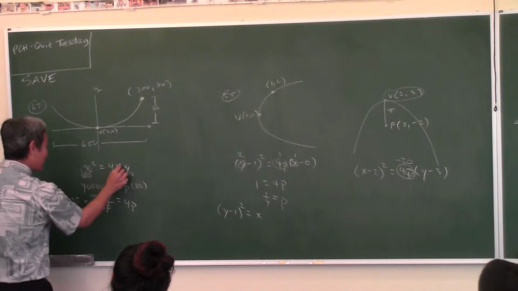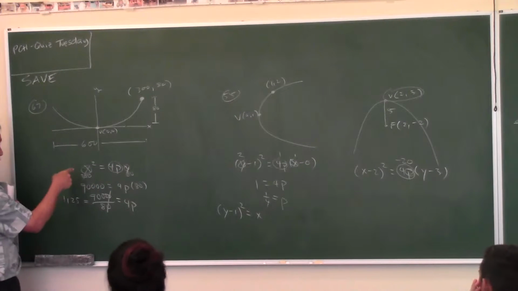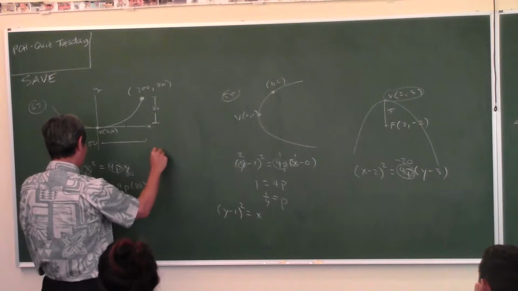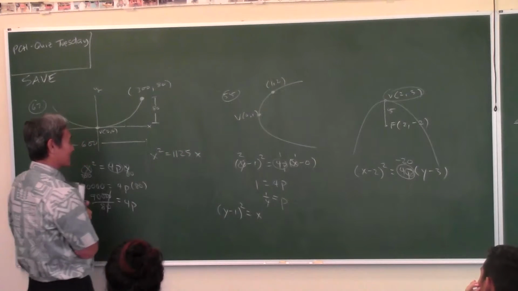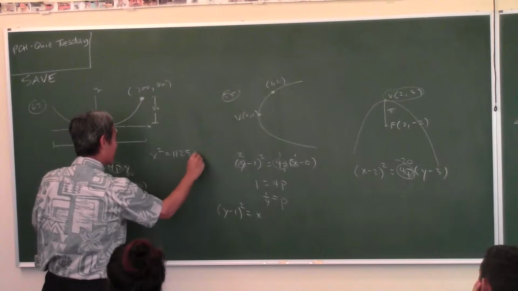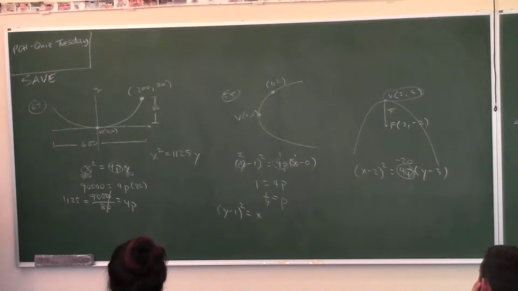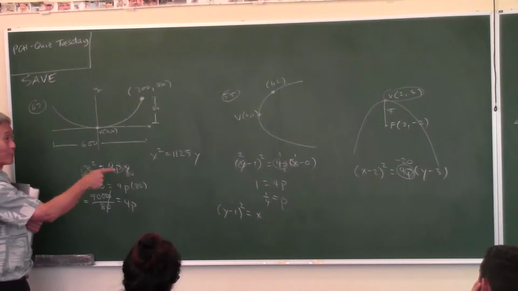Okay, so that means that's what this number is. So that means the equation of the parabola is x squared equals 1125x. Except this is y. Okay, that's the equation of this parabola.